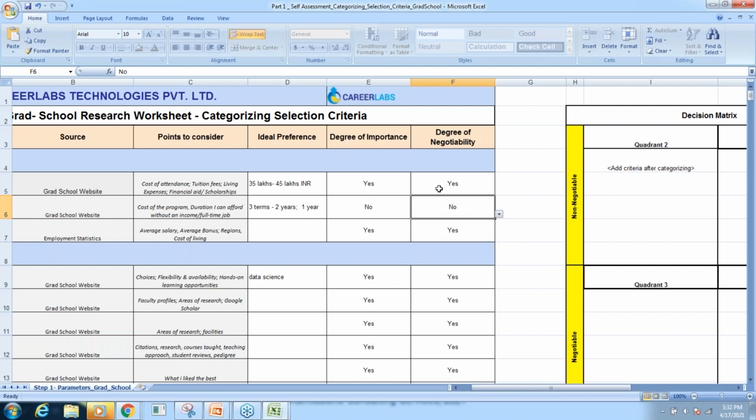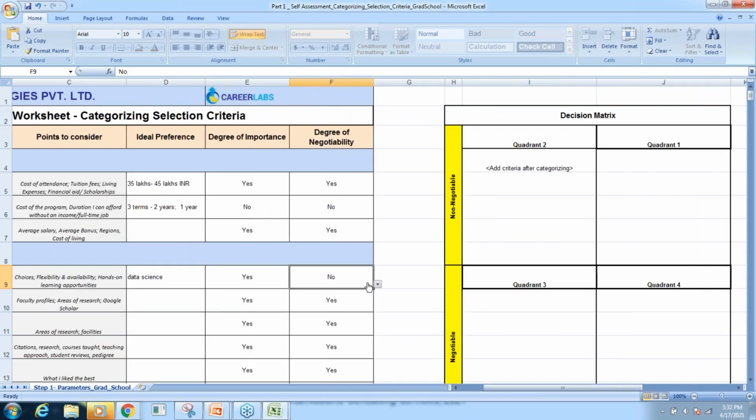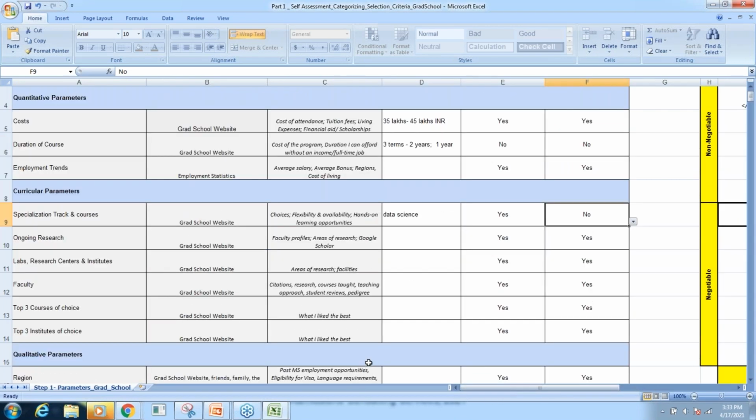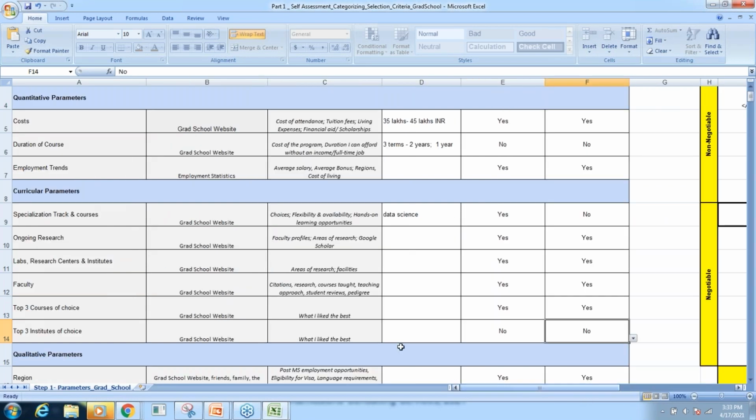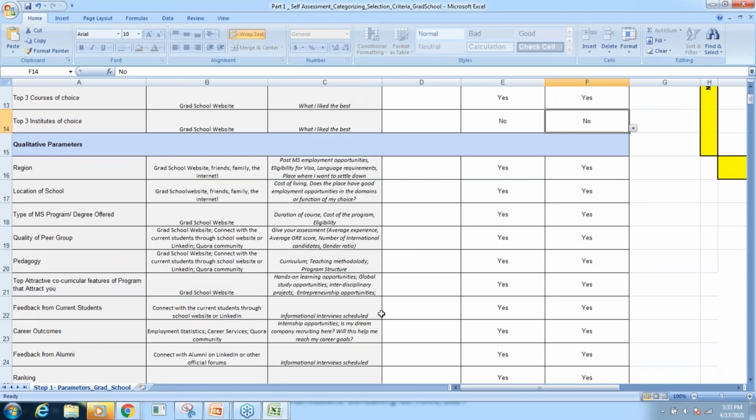So similarly, you start filling it up. You might say, the specialization track is very important to me, and I will not compromise on it. So it is a non-negotiable factor for me. Like this, you start filling out the various things. Similarly, you might say that the presence of so many institutions of my choice in that graduate school is not that important to me, and I don't really worry about it, because I don't really care. So like this, you start filling out parameters that are important to you as well as negotiable. When I say negotiable, what I mean is you're willing to change it.